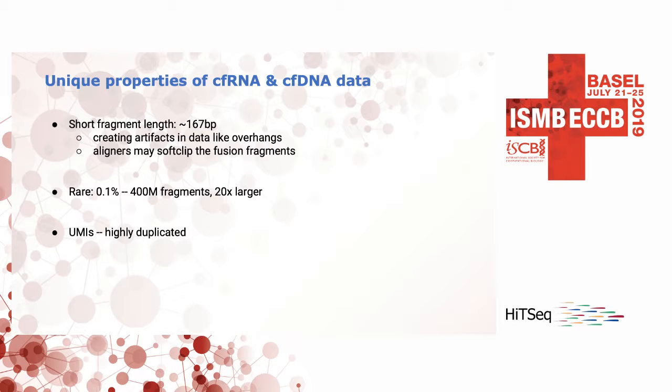In circulating DNA and RNA, the ctDNA stands for tumor fragments. The proportion is typically very low, as low as 0.1%. Because of this, we need to sequence about 20 times larger in order to find the tumor fraction. Then, because of the property of this data, there are a lot of PCR duplications, so we tag individual reads with unique molecular identifiers. So they have these special tags.